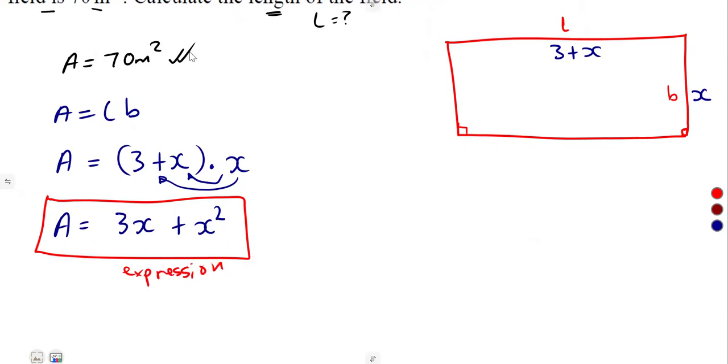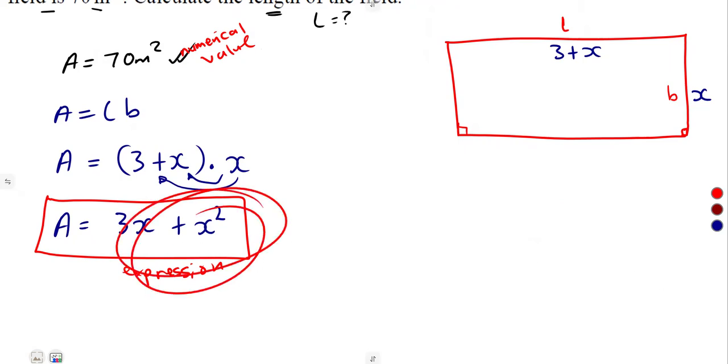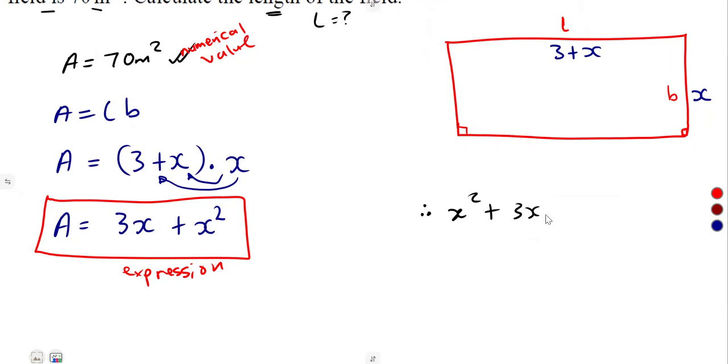But before, they gave us a numerical value for the same area. So what does it tell you? What does this statement tell? The statement on its own simply tells that these two are equivalent to each other. The algebraic expression for the area, which is, all right, you can just write x squared plus 3x, must be equal to the numerical value of that same rectangular field.